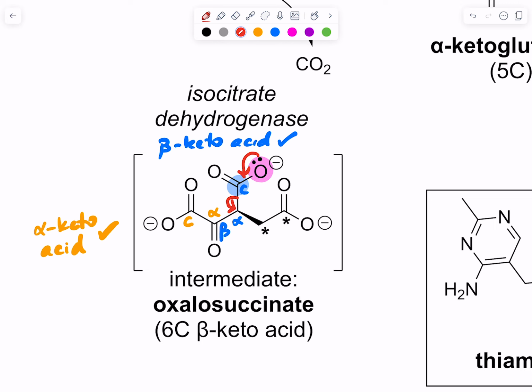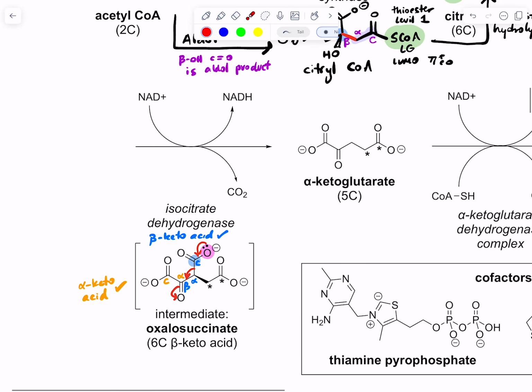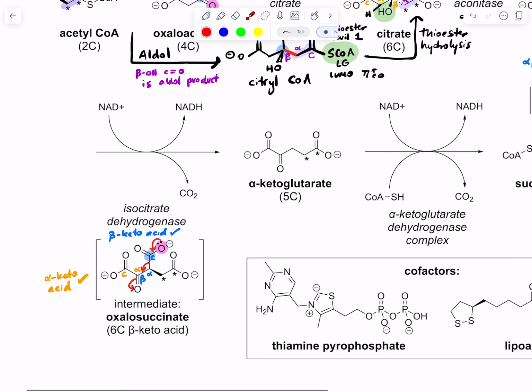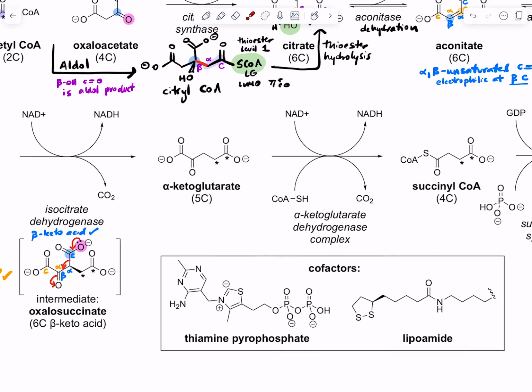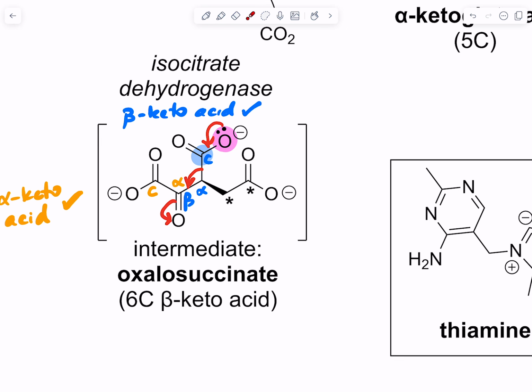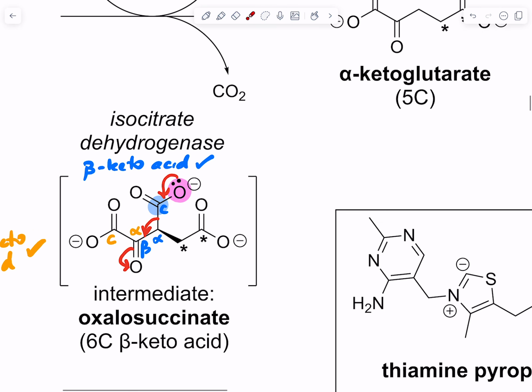Alternatively, you could imagine the electrons coming over here and then going onto this oxygen to make the other resonance structure of the enolate. The beta keto group creates a place for the electrons to go once CO2 leaves. So the reaction we just talked about is using NAD plus to oxidize an alcohol to a ketone, and then decarboxylation of the resulting beta keto acid with loss of CO2, which is these atoms there.